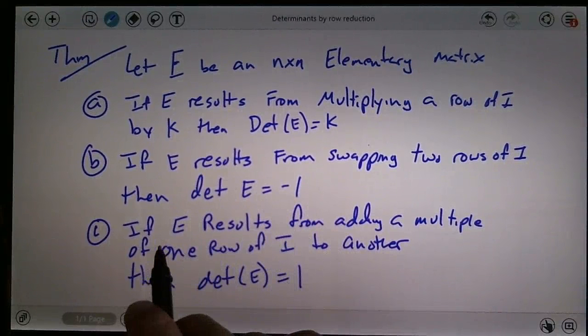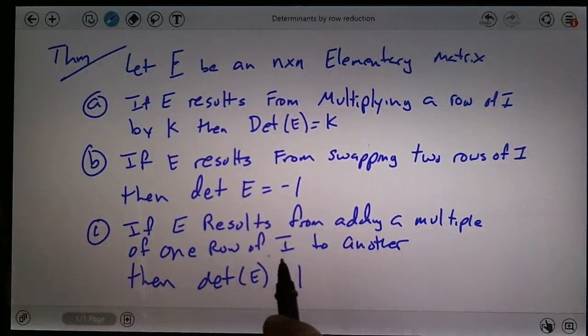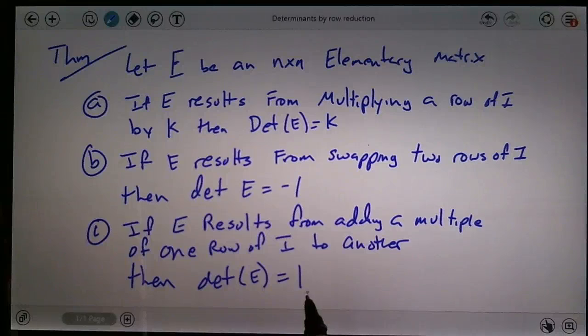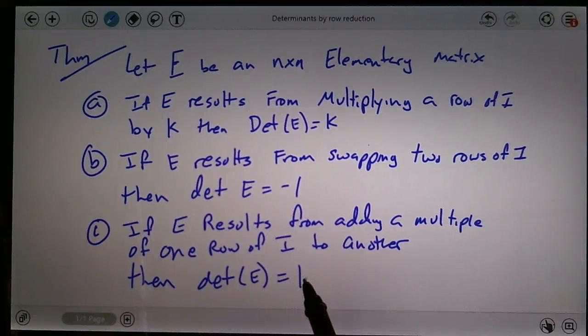And lastly, if E results from adding a multiple of one row of I to another row of I, then the determinant of E is equal to 1, right? Adding a multiple of one row to another does not change the determinant. So I had a determinant of 1, and it stays the determinant equal to 1.